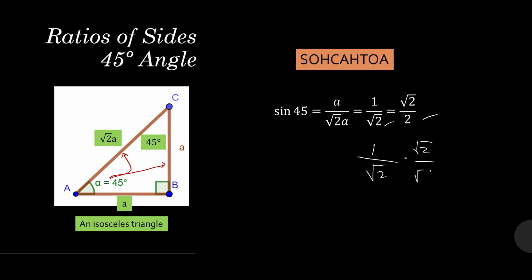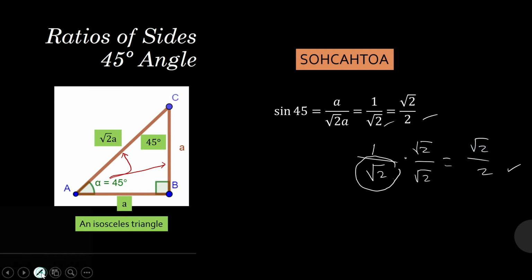When you say rationalize the denominator, what we mean is we produce an equivalent fraction wherein the denominator is a rational number. But this one is not a rational number. It is an irrational number. So we multiply by square root of 2 over square root of 2. And that is equal to square root of 2 over 2. How about cosine?